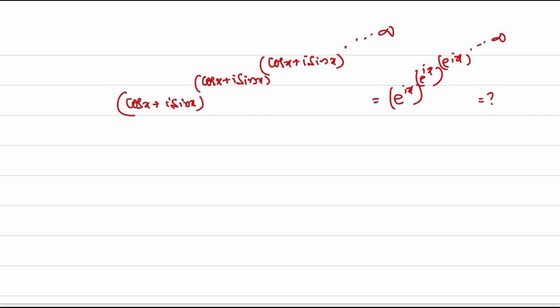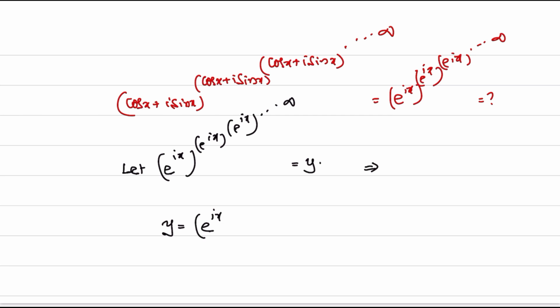Now, as usual in the real numbers, whatever we have done, a similar approach we will adopt here. Let e to the power of ix to the power of e to the power of ix to the power of e to the power of ix up to infinity be equal to y. That implies y is equal to e to the power of ix to the power of y. As in the real numbers, please remember those classes or see my videos in which I have already explained the power tower.